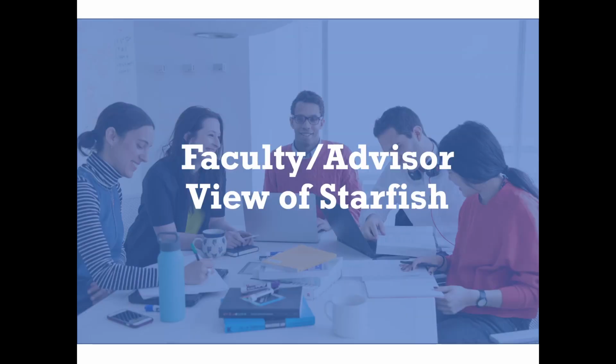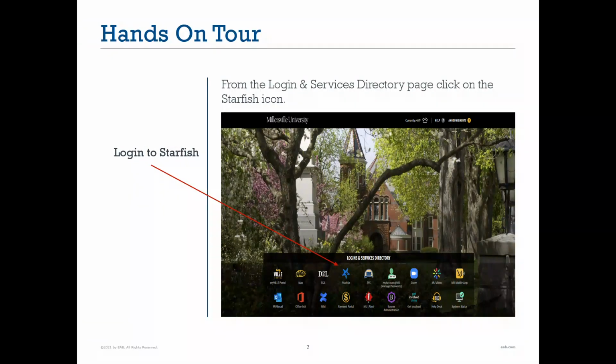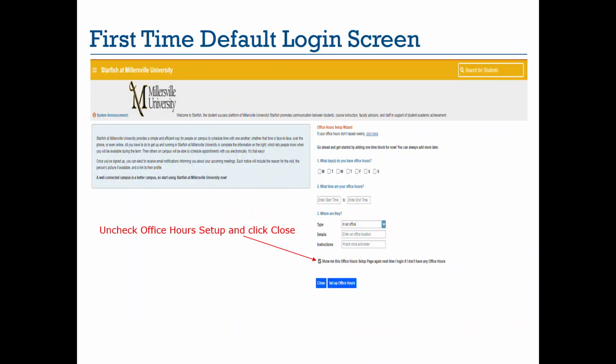So here is the faculty advisor view of Starfish. From the login screen, you want to click on the blue Starfish icon. The very first time you log in, you'll see the office hours setup screen. If you want to post your office hours in Starfish, you can click on the Setup Office Hours button, or if you don't want to set it up at this time, you can uncheck the "Show me this office hours setup page again next time I log in if I don't have any office hours" box, and click Close. That way you won't have to see the screen every time you log in.